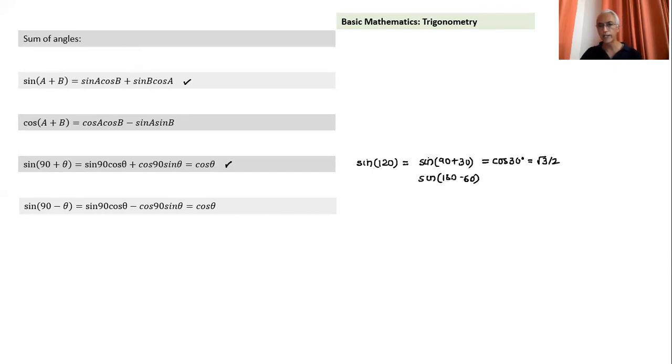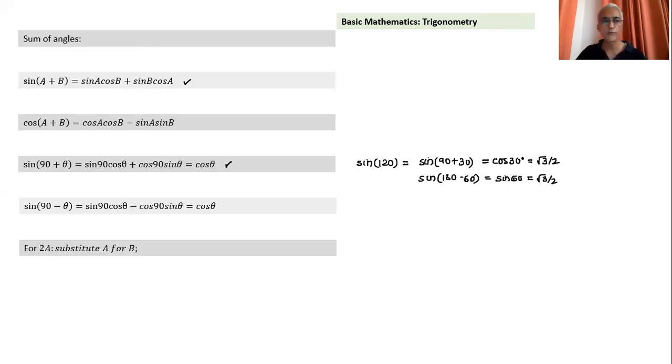Similarly, I could have done it the other way around. Sine of 180 minus 60 is equal to sine 60. We are in the second quadrant, so it remains positive, and the value of sine 60 is equal to root 3 by 2. So either way we come to the same number. And similarly, you can do it for 90 minus theta as well. Sine of 90 minus theta is equal to cos theta.